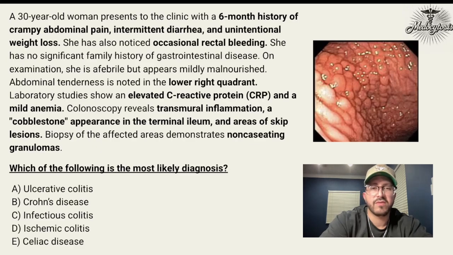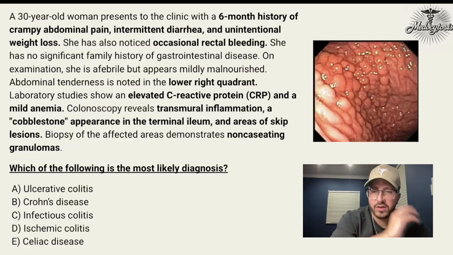Colonoscopy reveals transmural inflammation, a cobblestone appearance in the terminal ileum, and areas of skip lesions. Biopsy of the affected areas demonstrates non-caseating granulomas. Which of the following is the most likely diagnosis?